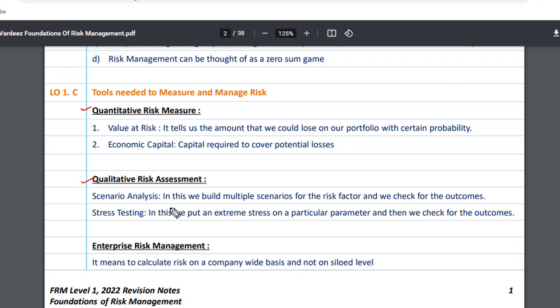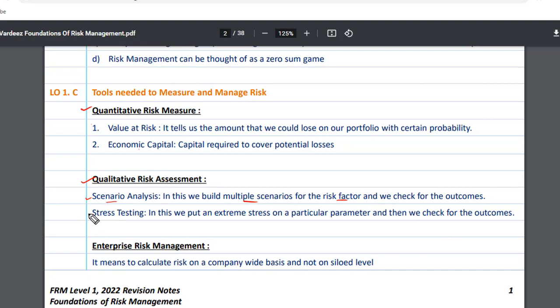Then we have a qualitative risk measure. As the famous saying goes, learn from other people's mistakes. That's what scenario analysis does. What we do is build up scenarios. For example, what happened in the financial crisis, we will try to replicate those situations in our portfolio, and then we try to figure out the impact. So basically here we build multiple scenarios for a particular risk factor, and we check for the outcomes. We are trying to develop scenarios of what if the bad thing happened, what if the market goes down by a certain percentage. So this is scenario analysis.